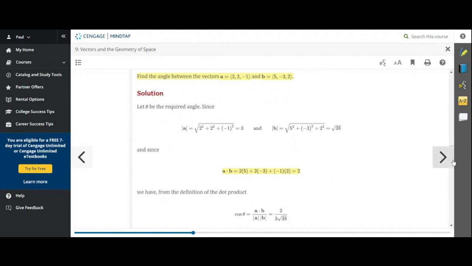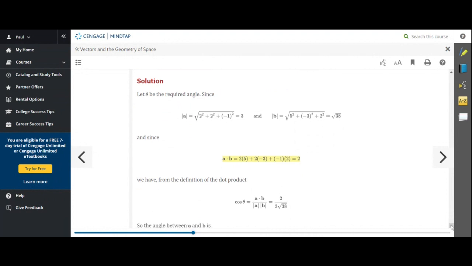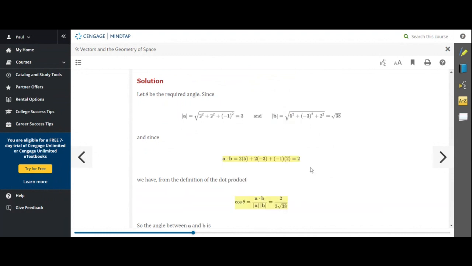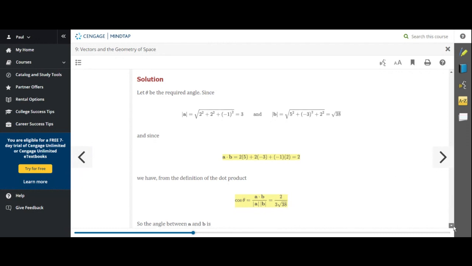Well, we also know, from the other definition of the dot product, since A dot B equals the length of A times the length of B times the cosine of theta, this means the cosine of theta is equal to the dot product divided by the product of those lengths. And we can get the lengths of the vectors. We know they're 3 and root 38. And so the cosine of theta would be 2 over 3 times root 38.